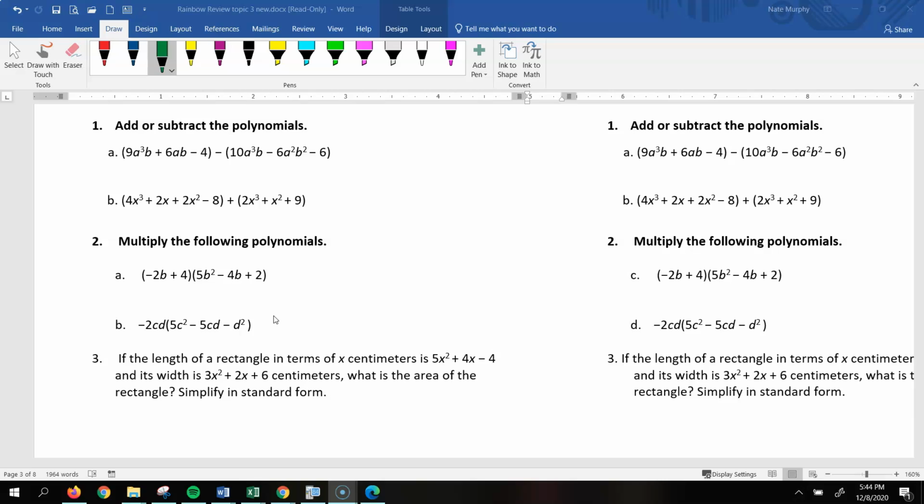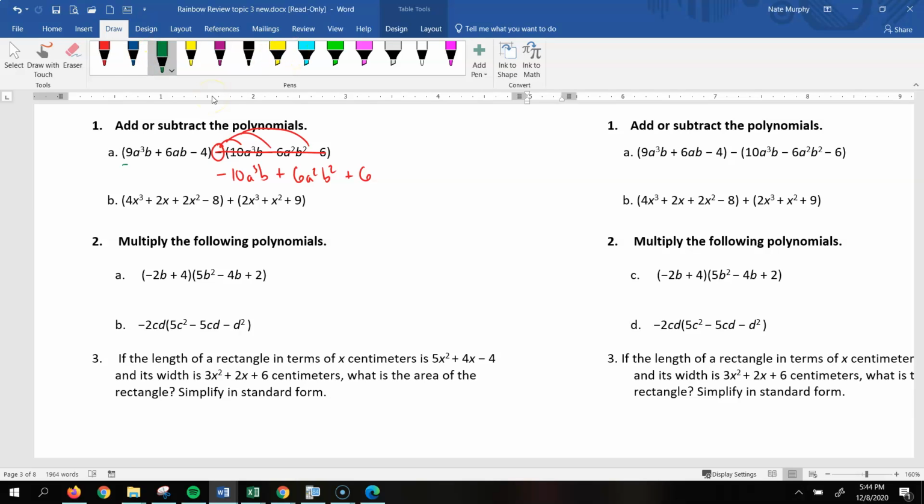So the most difficult thing, or the hardest part about subtracting polynomials, is you got to remember, if you have a minus here, you need to distribute that negative to everything. So the 9a cubed b, that's going to stay the same, but this is going to become minus 10a cubed b. That'll become plus 6a squared b squared, and that other part will become plus 6. So now to combine like terms, we're going to just, like I said, combine similar terms here.